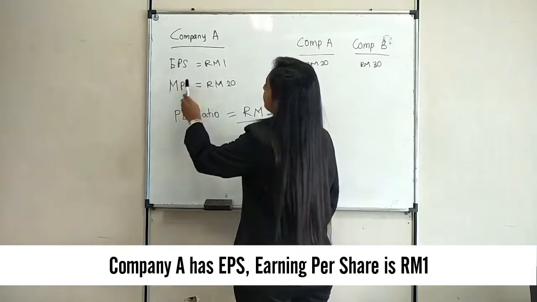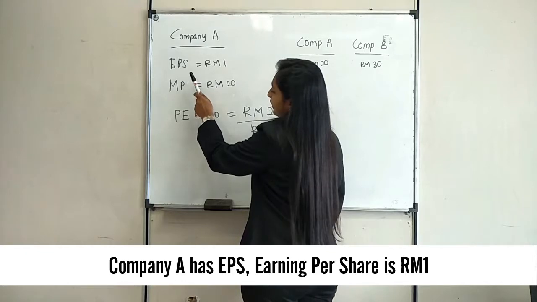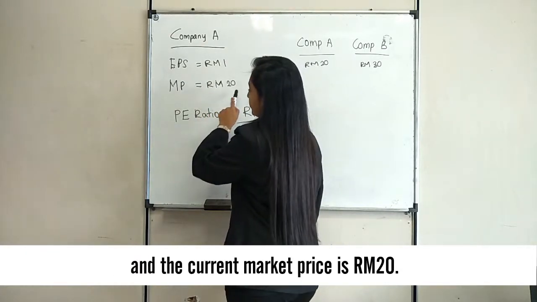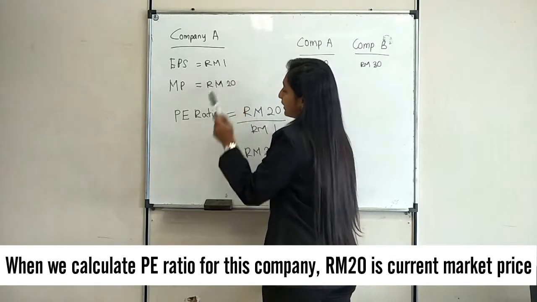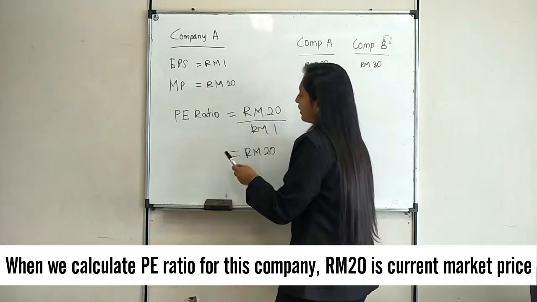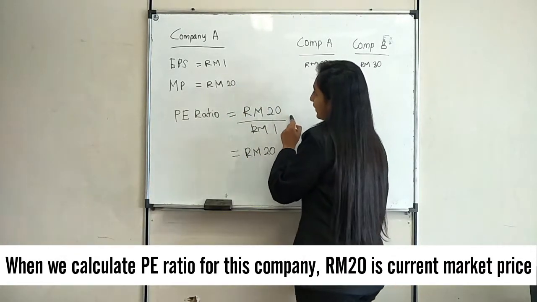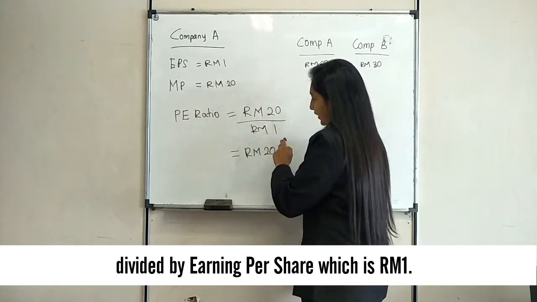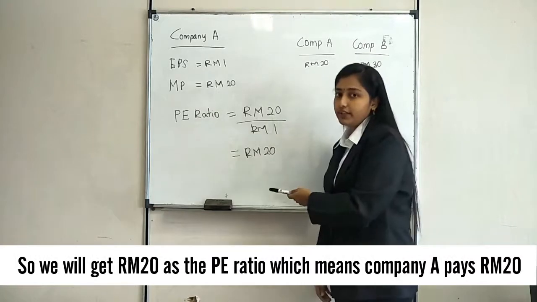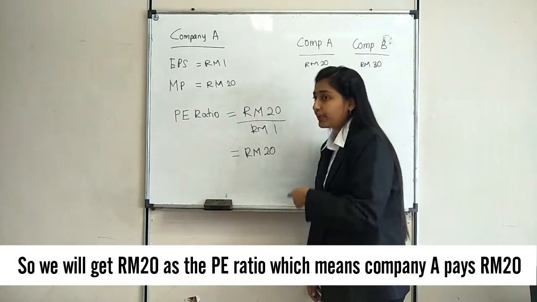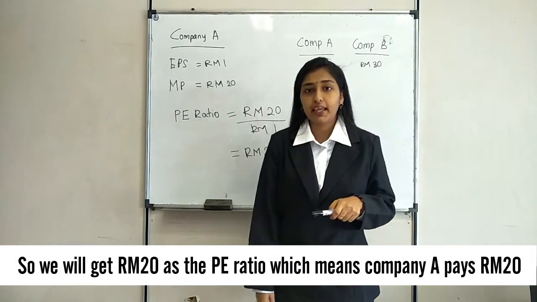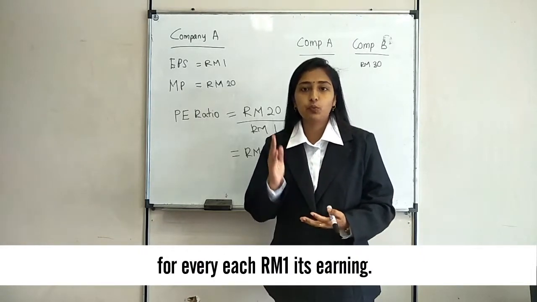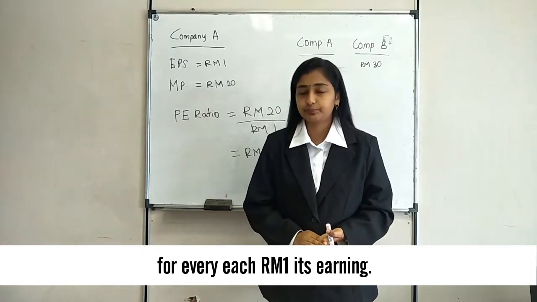Company A has EPS, earnings per share, of 1 ringgit and the current market price is 20 ringgit. When we calculate the PE ratio for this company, RM 20 current market price divided by earnings per share, which is 1 ringgit. So we will get 20 as the PE ratio, which means company A pays 20 ringgit for each 1 ringgit in earnings.